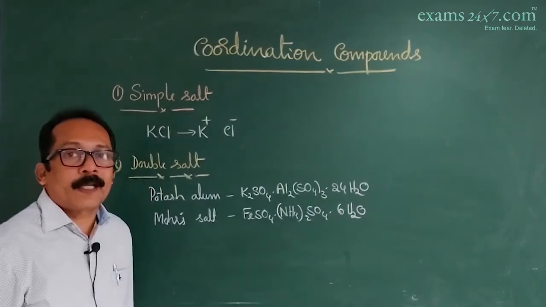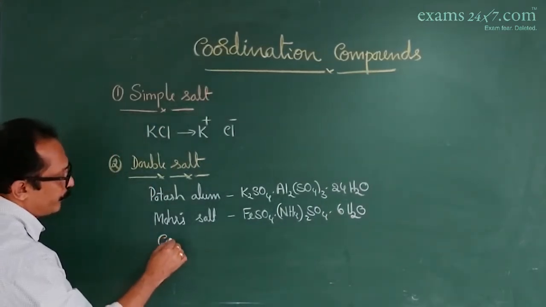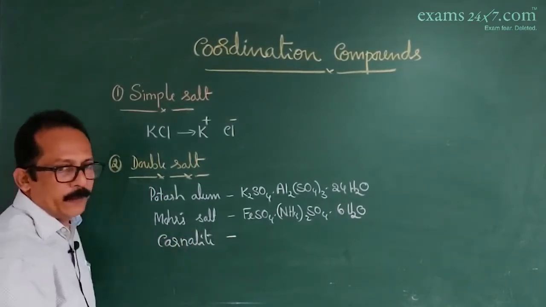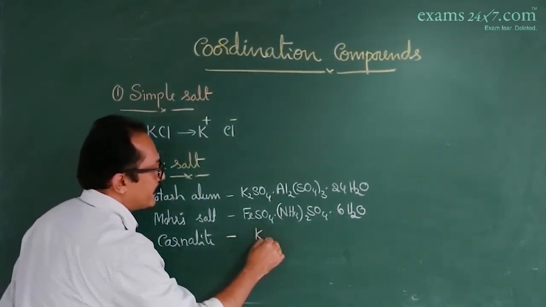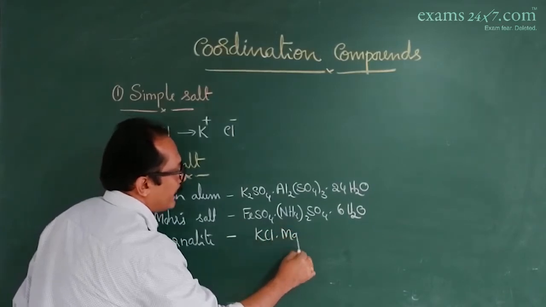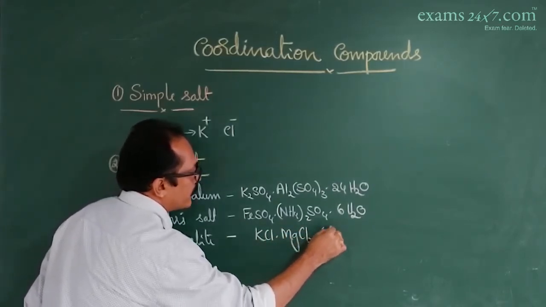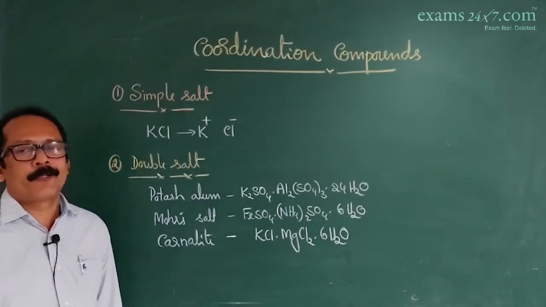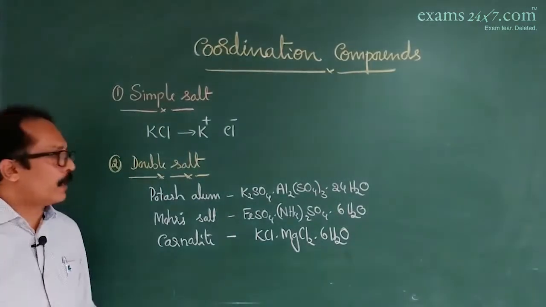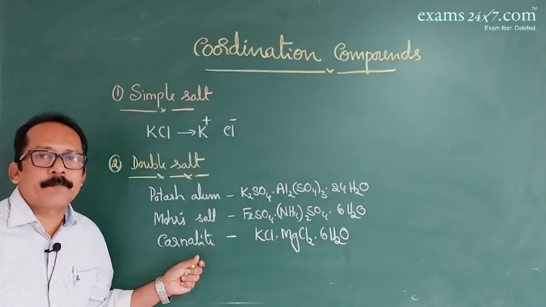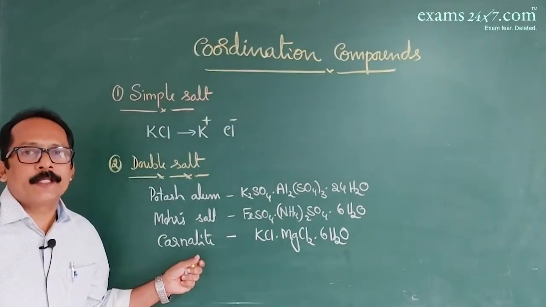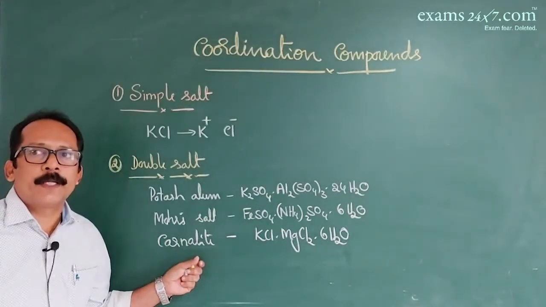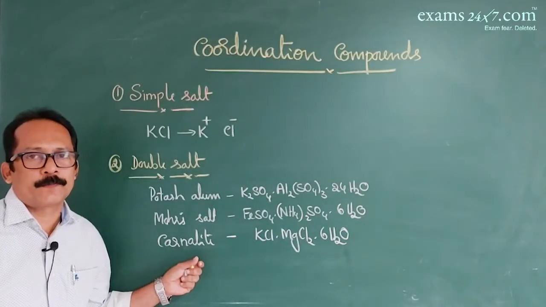So one more, carnallite. Carnallite is an important mineral of chlorine. Carnallite: KCl·MgCl2·6H2O. So it is a combination of two simple salts. They are called double salts. And these double salts are stable only in solid state. When they dissolve in water, they dissociate to give their constituent ions.